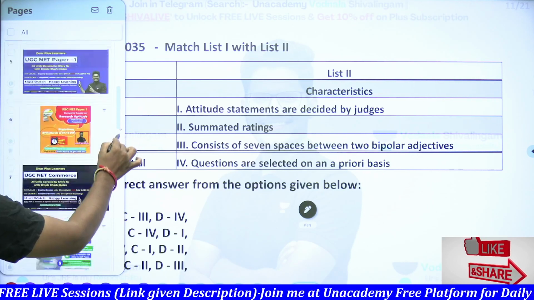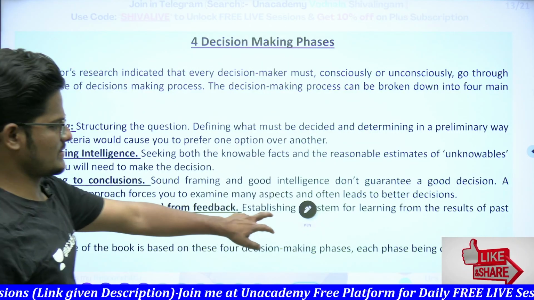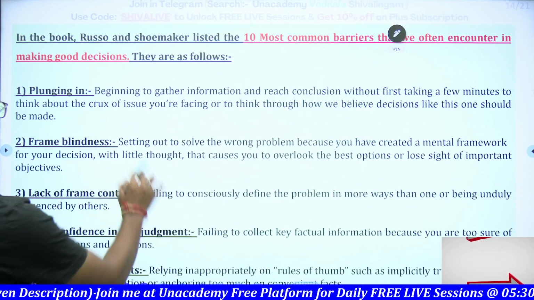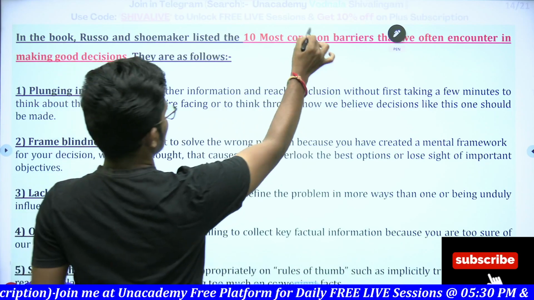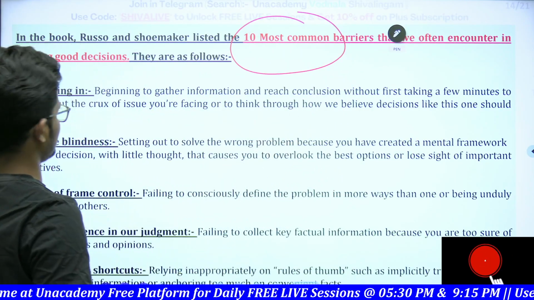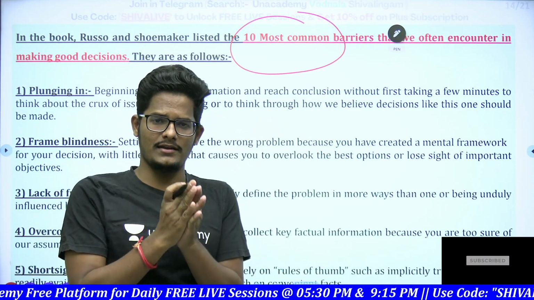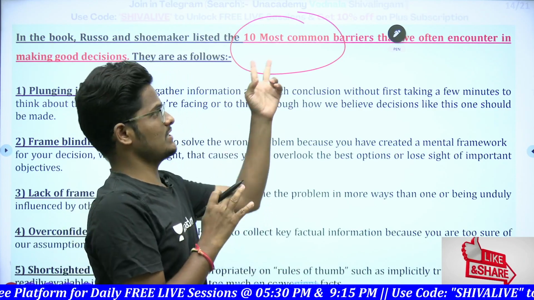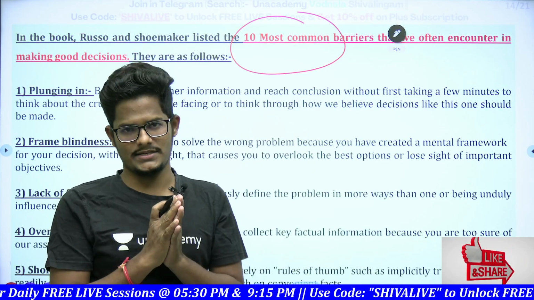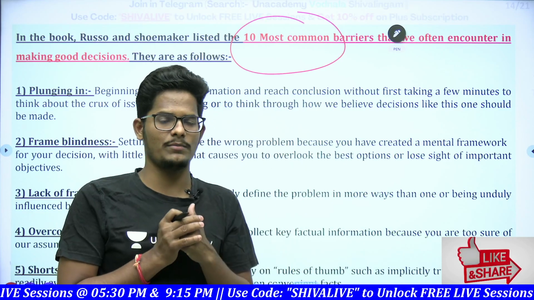The concept which I have to discuss is the 4 decision making phases. But before this decision making, we need to discuss there are 10 most common barriers for making a wrong decision. The barriers are nothing but obstacles, hindering or making a good decision. So these are the 10 decision traps while making one good decision. We need to take a good decision by avoiding these traps. We should not fall into the trap.